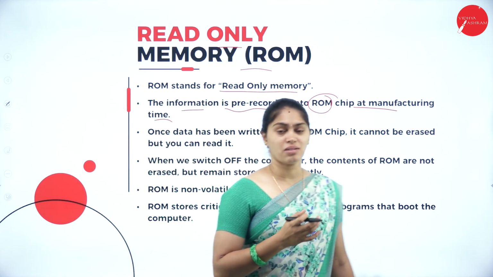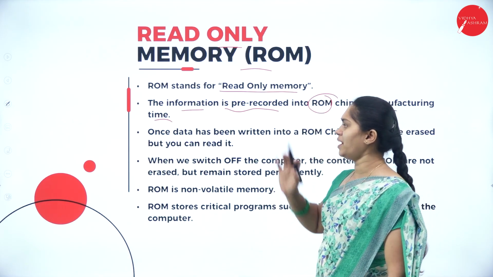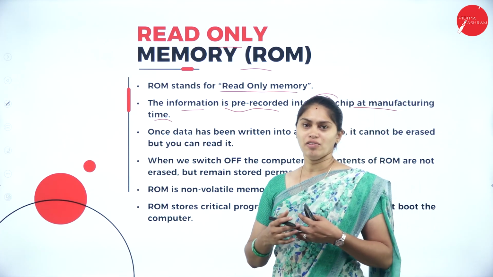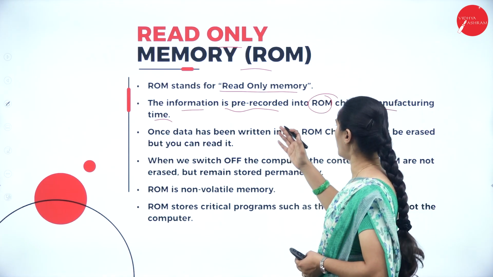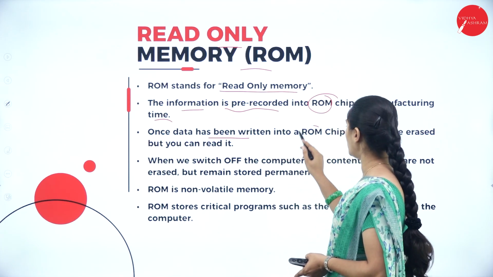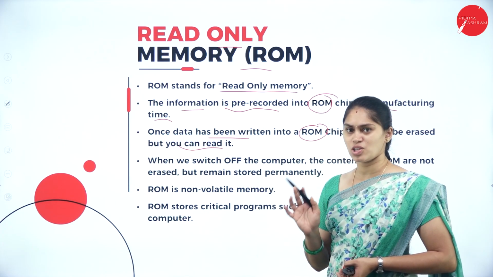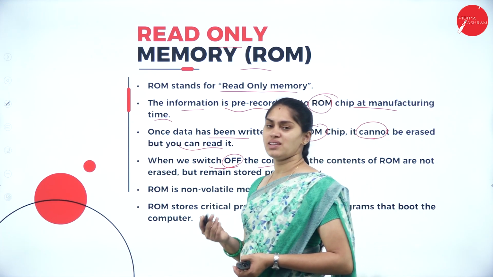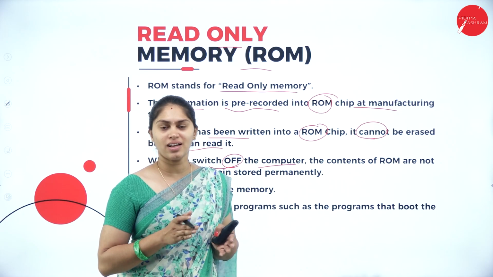So the operating system and similar applications or software are copied and stored in this ROM. Why? Because they don't need to be changed often. So we can store that kind of information in pre-recorded form with the help of the ROM chip. Once the data has been written onto a ROM chip, it cannot be erased, but you can read it as many times as you want. When we switch off the power of the computer, whatever content we have in ROM will not get erased at all.